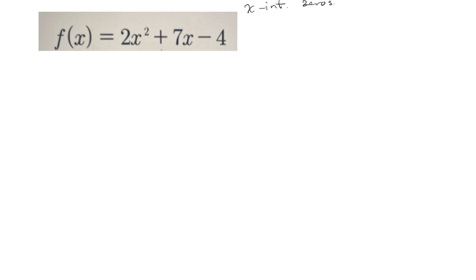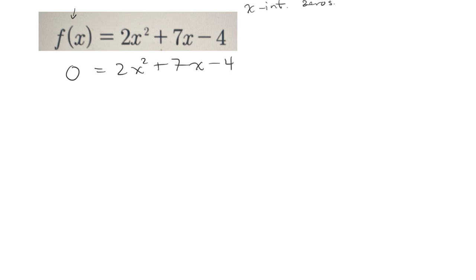And so to solve for the x-intercepts, you set f of x to 0. So I have 0 is equal to 2x squared plus 7x minus 4. Now I need to solve this quadratic equation. To solve the quadratic equation, that's where I can give you 4 different ways of doing that.